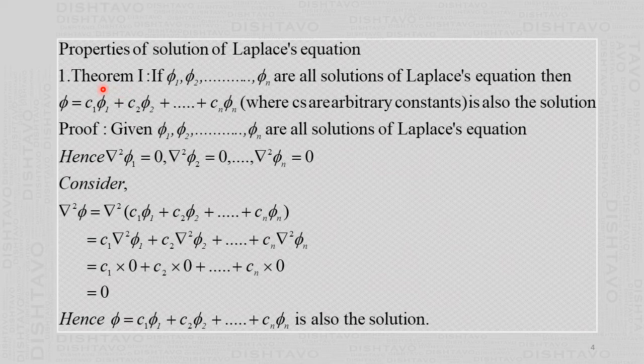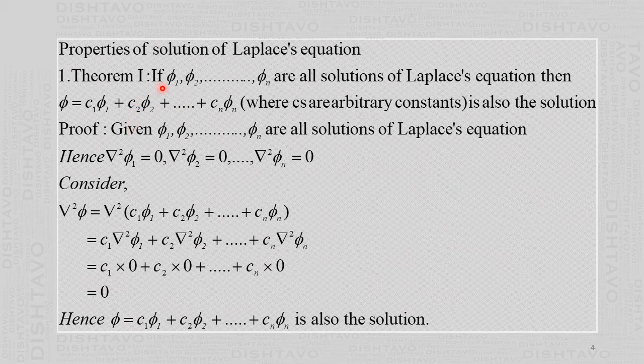According to the first property, theorem 1, if there are many solutions, for example phi 1, phi 2, up to phi n, that are solutions of Laplace's equation, then the linear combination C1 phi 1 plus C2 phi 2 plus up to Cn phi n, where the C's are constants, which is phi, is also a solution. Normally, if there are many solutions, then a linear combination is also a solution. We will prove this for Laplace's equation.